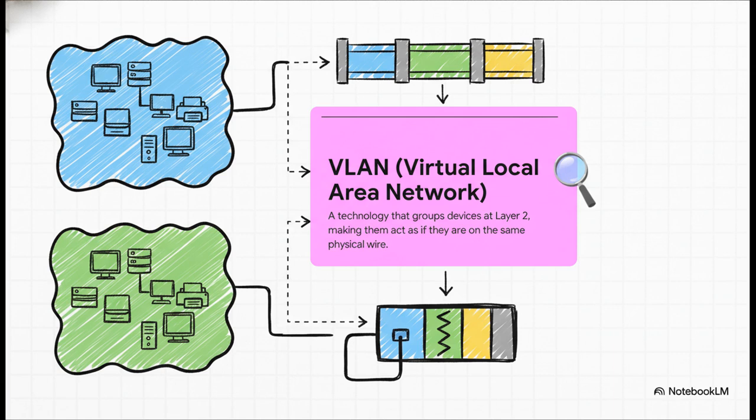It is such an elegant solution. A VLAN lets you create multiple, separate, logical networks that all live on top of your one physical network. You can think of it like putting up digital walls inside your building. The devices in one VLAN can't see or talk to devices in another, even if they're literally plugged into the same exact switch. It's all about creating that logical separation right there at layer 2.